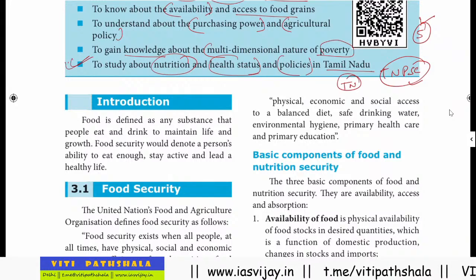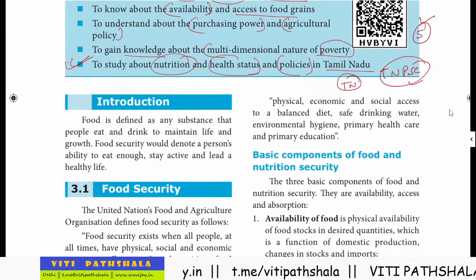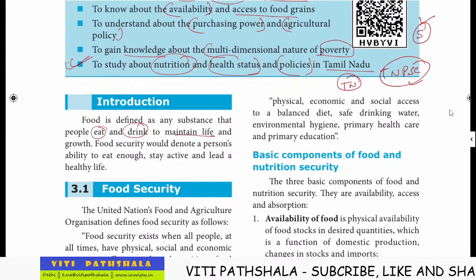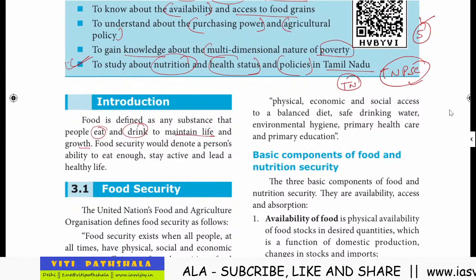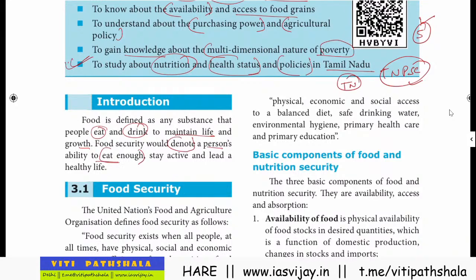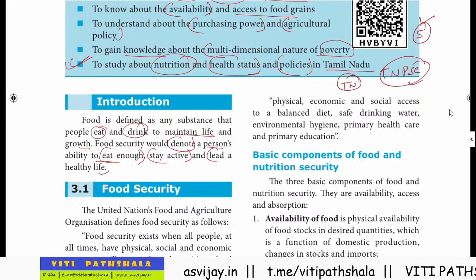Now, introduction. Food is defined as any substance that people eat or drink to maintain life and growth. Now food security would denote a person's ability to eat enough, stay active and lead a healthy life.